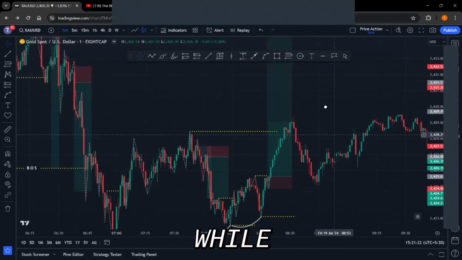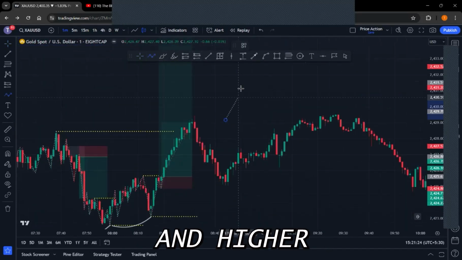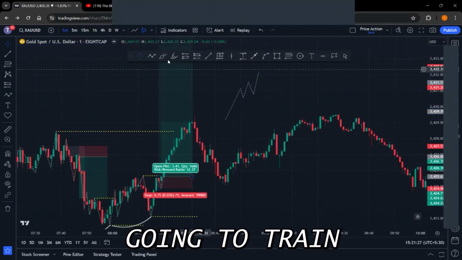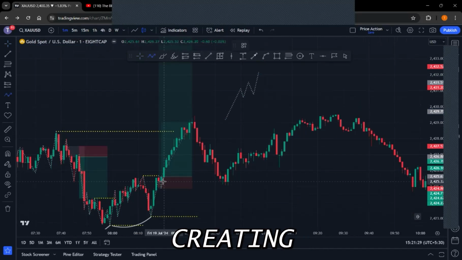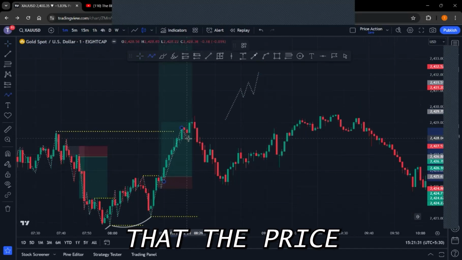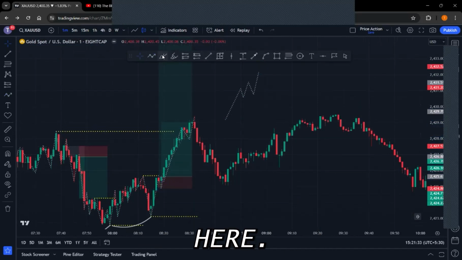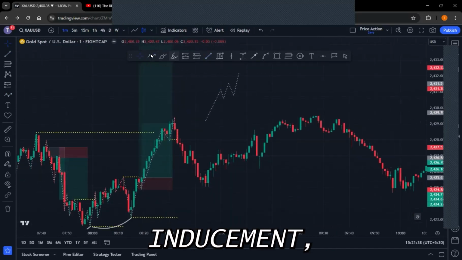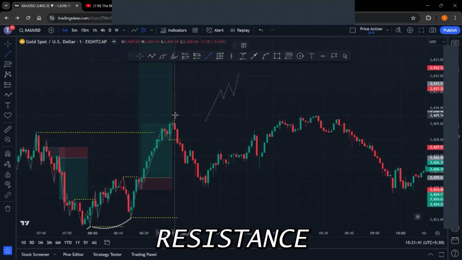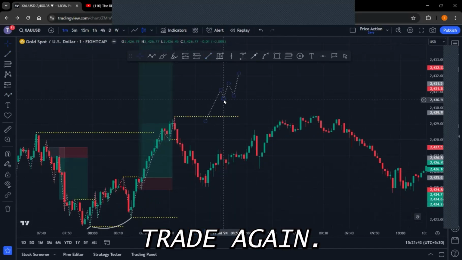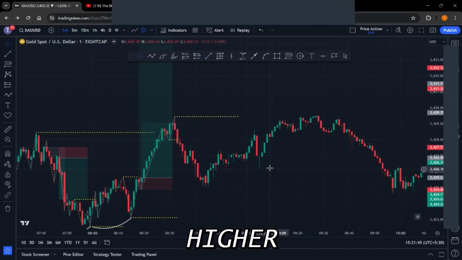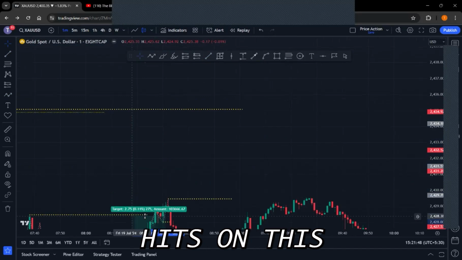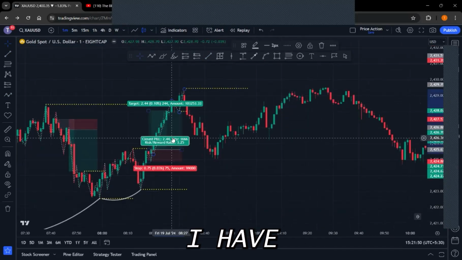However, as I told you, while the price is creating a series of higher highs and higher lows while going upside, we are also going to trail the stop loss. So once the price starts creating a higher high and higher low again, you can see that the price gave us a higher high and higher low over here, and we are going to trail the stop loss to this level. Why? Because if the price takes out this major inducement, then the price will give us a major resistance over here, and we will be able to trade again once the price starts creating a higher high and a higher low.